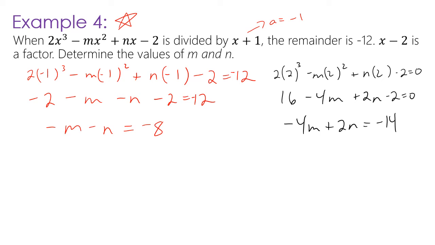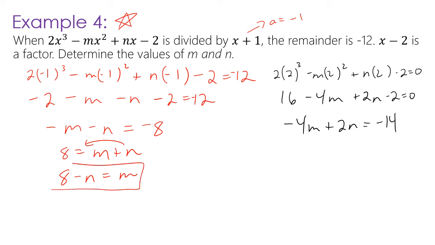So what I'm going to do is move over my 8 and move over my m and n. So this is going to be 8 equals m plus n. That makes life a little bit easier for us. And let's say I bring the n over, 8 minus n equals m. Once you're there, you can substitute this. So we can substitute this for m over here.